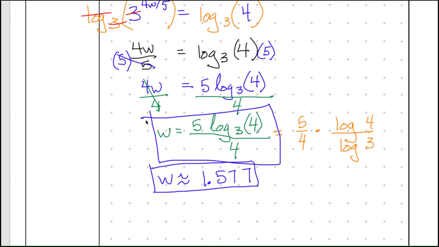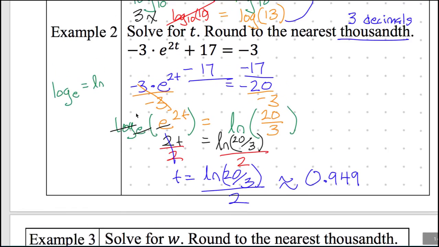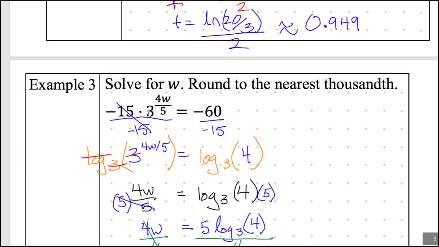All right, so there are 2 homework assignments on Khan Academy, one with base e and base 10, the other with random bases like base 3.